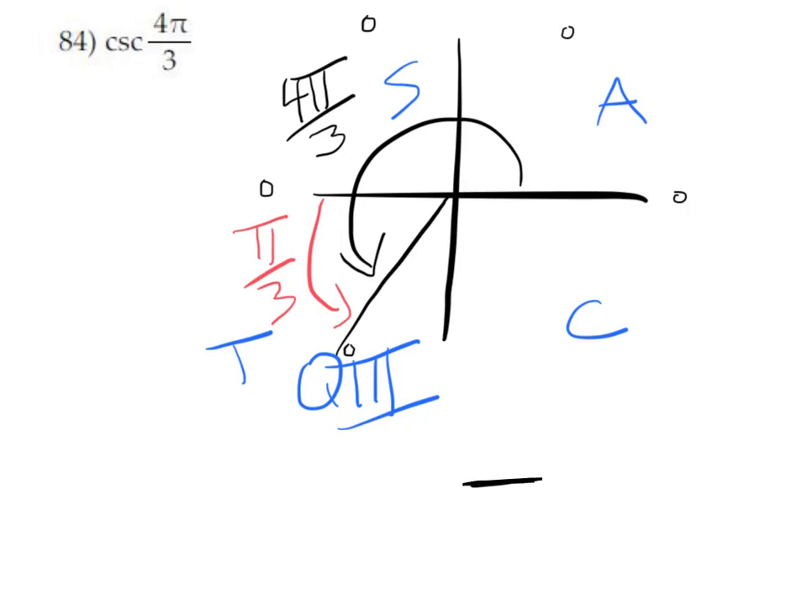But we're doing cosecant, so we want to think sine, and we want to think sine of the reference angle, pi thirds. Well, that's square root of 3 over 2.